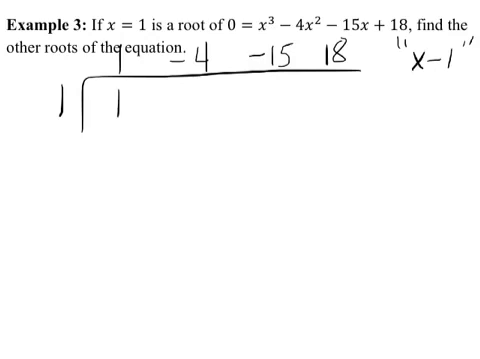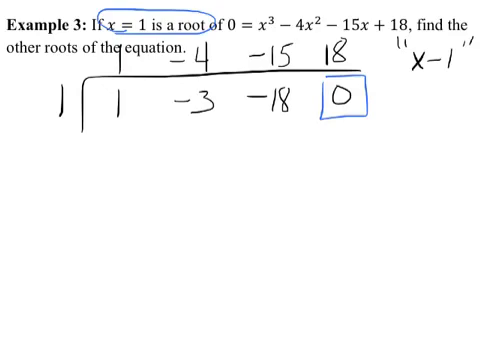So let's bring down a 1. Multiplying and adding, we're going to get negative 3. Multiplying and adding, we're going to get negative 18. Multiplying and adding, we're going to get 0. And again, this has got to be 0 because we're told that this is a root. If we're given a root and we plug that into the table, we should get 0 as a remainder.